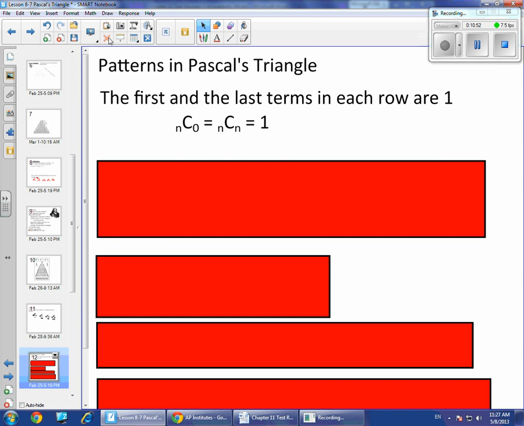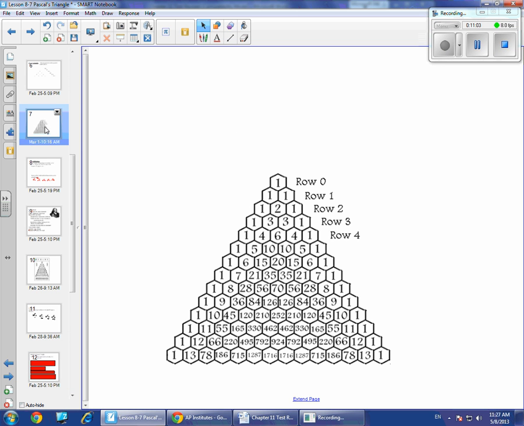The first and last term of every row is 1. So nC0 and nCn are 1. Now next, what you might have noticed, if you take a look back, here's just a different picture of it.